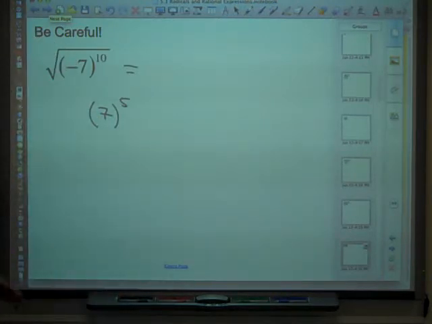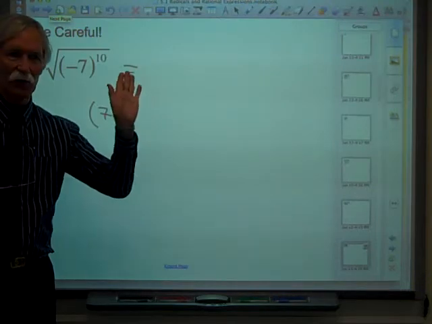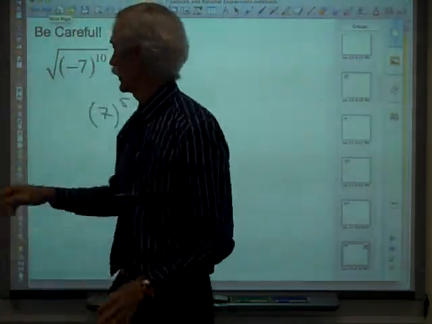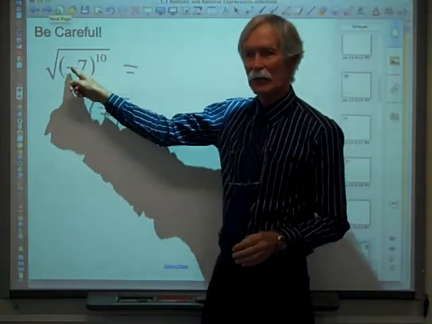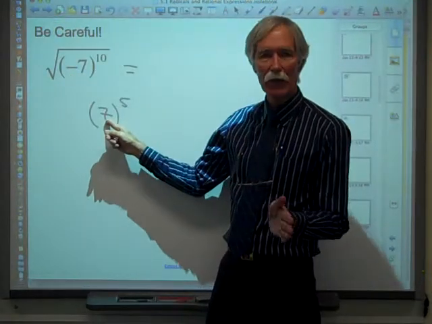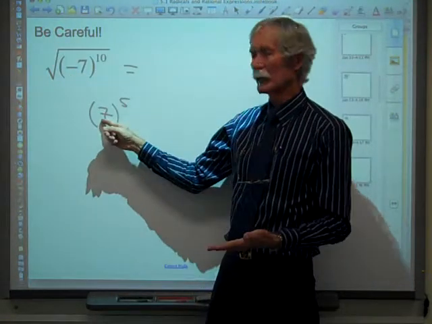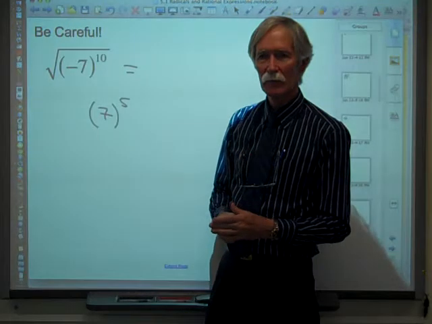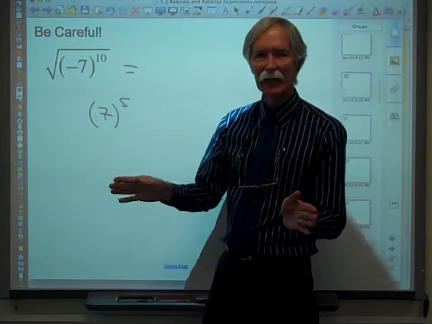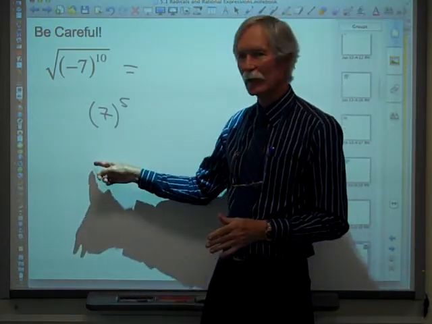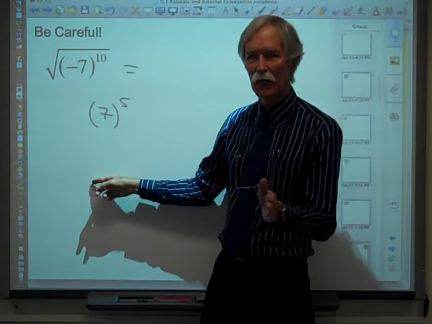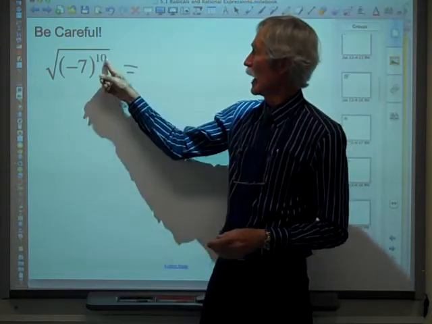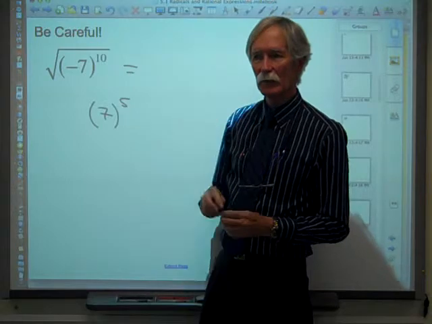Is that legal? Yes. Only because you've thought through the problem and you realize that is a positive number, so you want a positive answer. So it's going to be 7 to the 5th power. It's not going to be negative 7 to the 5th power, because negative 7 to the 5th power would be a negative number. And the answer of this is not a negative number.